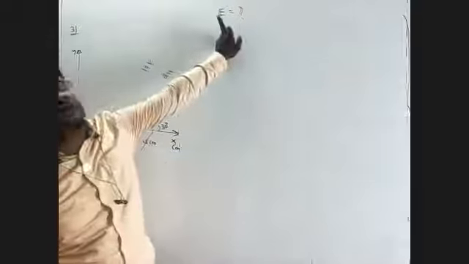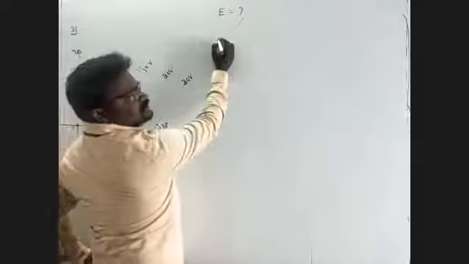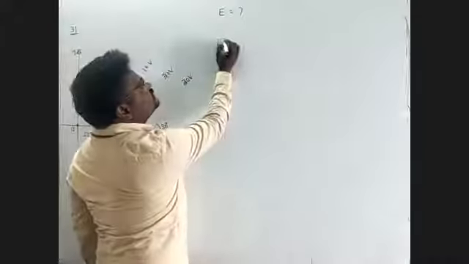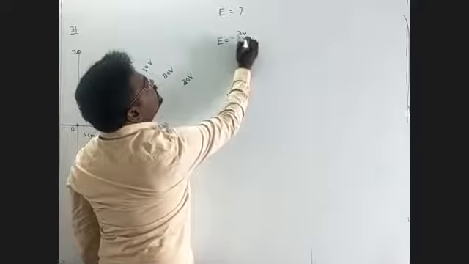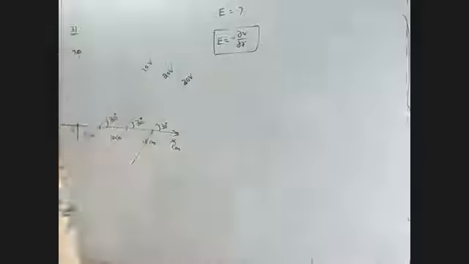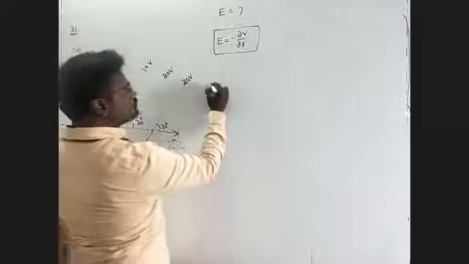But in this question, what do we have to find out? We have to find out the electric field strength E. We know very well the relation between electric potential and electric field: E is equal to minus dV by dr. This is the relation.